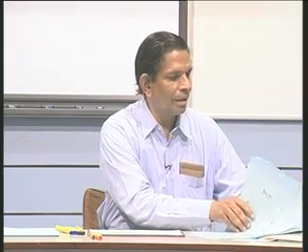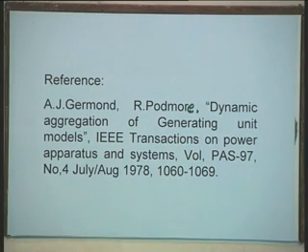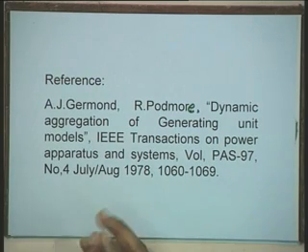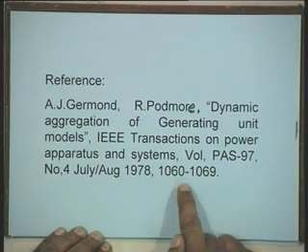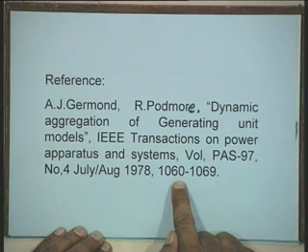Now, the best reference for studying how the individual models can be aggregated together is given in this reference paper by A. J. Germond and R. Podmore, "Dynamic Aggregation of Generating Unit Models." The title is very straightforward: IEEE Transactions on Power Apparatus and Systems, volume PAS-97, number 4, July/August 1978, pages 1060 to 1069.